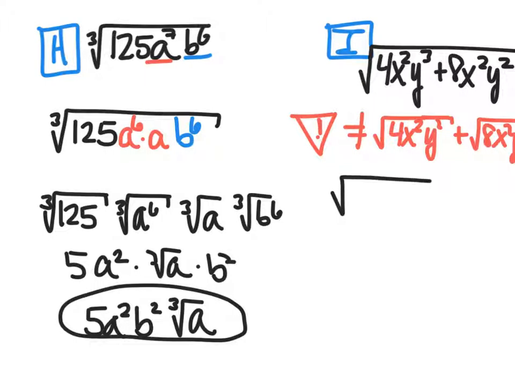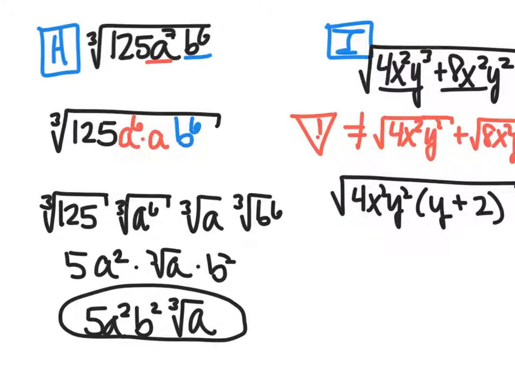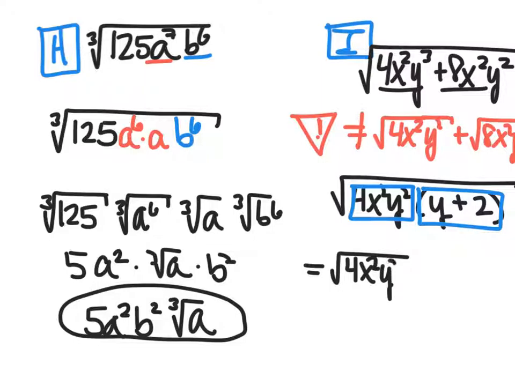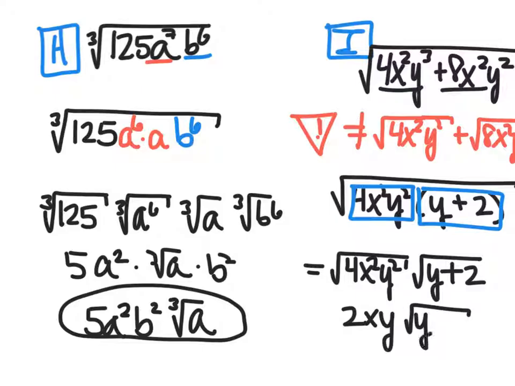What we can do, however, is take out the GCF from both of the terms on the inside of the square root. So I'm going to pull out a 4, x squared y squared. And what that leaves you with is y on the first term and a plus 2 on the second term. So now we have really two factors. We've got this and we've got this. And now we can use the product rule, which says that that's equal to the square root of 4 x squared y squared times the square root of y plus 2. And that first piece ends up being 2xy when you take the square root of each of those pieces, and this is y plus 2.